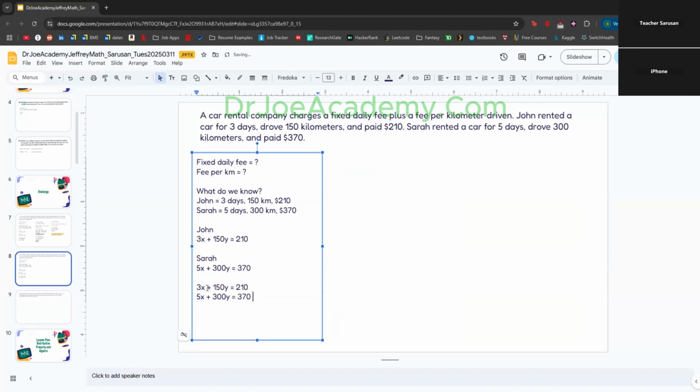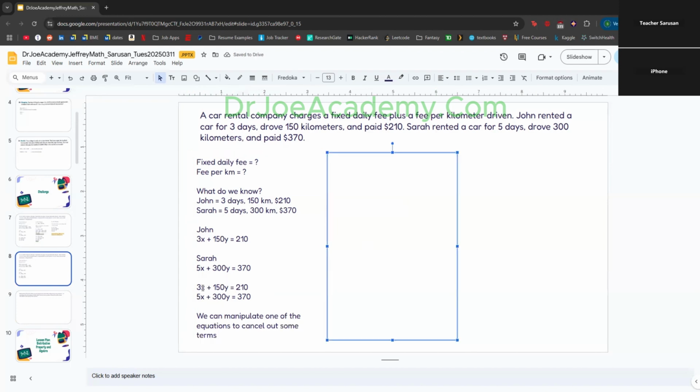They both have the same format, right? We both have coefficient x, coefficient y equals a whole number. So far, so good? Because they follow the same format, we can manipulate one of the equations to cancel out some terms. It sounds a little funky, but if we can manipulate one of these equations, either the top one or the bottom one, we can figure out how to cancel out one of these terms.